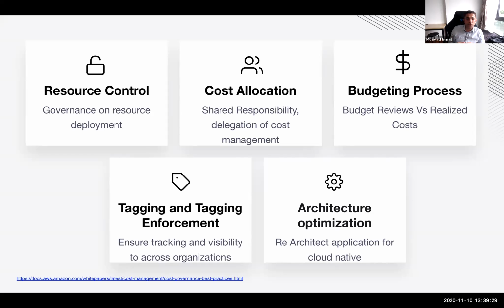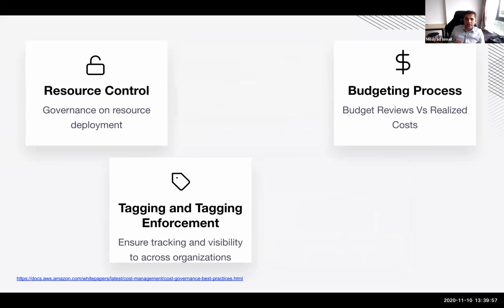Tagging and tagging enforcement. This will be a key theme. AWS tags allow you to ensure the tracking and visibility of deployed resources very effectively. Architecture optimization. There are instances where it may actually be cheaper to redeploy an application from a VM to a serverless architecture, as an example. So having more cost-conscious thinking around the architecture of the application. We will be focusing on 3 specific best practices. These are resource control, budget process, and tagging and tagging enforcement.